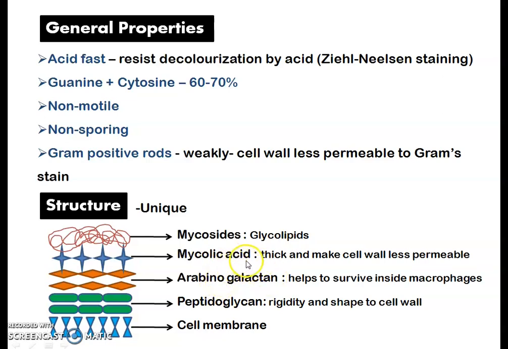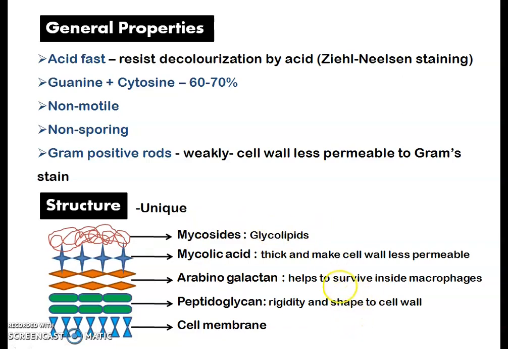This mycolic acid is thick and makes the cell wall less permeable. As I said earlier, the cell wall is less permeable to gram stain, and the reason for that is the presence of mycolic acid in their cell wall. And on top of that they have mycocytes, which are glycolipids.